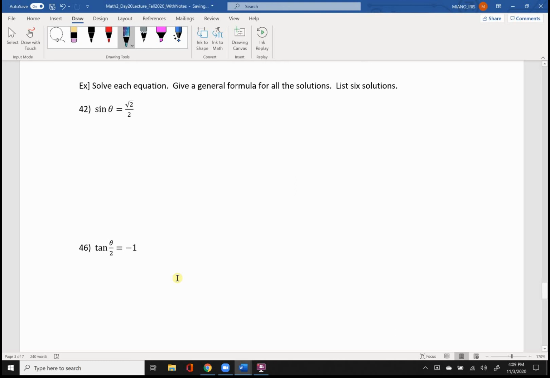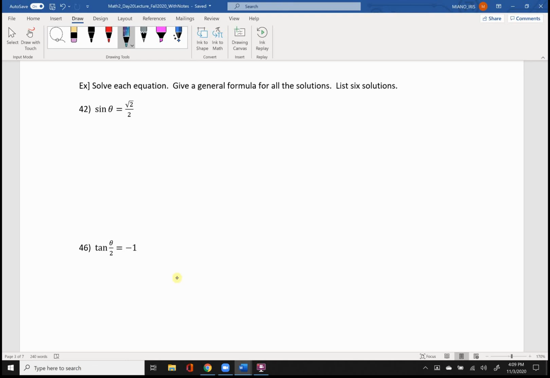Okay, so for the next two examples, we're going to mix it up just a little bit. We're still going to solve the equation, but we're going to give a general formula for all the solutions that are possible, not restricting the domain one bit. We're going to then also list 6 solutions. What I like to do first, though, is list the 6 solutions and then let that guide me into coming up with the general formula, okay?